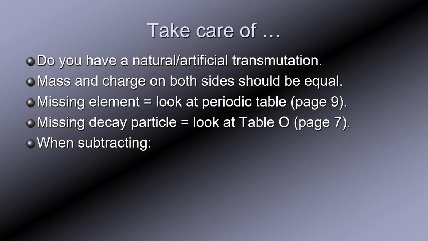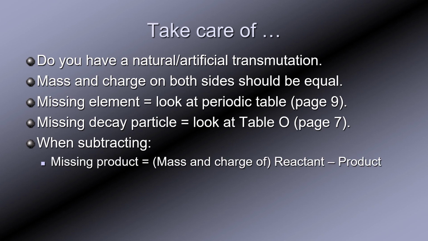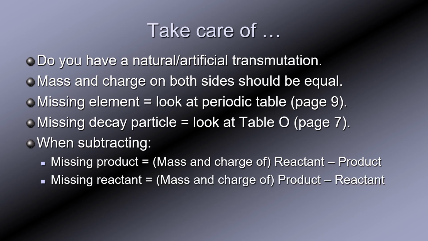When you are subtracting your numbers, just one thing to keep in mind. If you have a missing product, then you will do the mass and charge of the reactant minus the mass and charge of the product. Why? Because you're missing a product. So in that case, the mass and the charge of your reactant will be greater. So you'll do greater minus less. And if it's the other way around, you have a missing reactant, then you'll do the mass and the charge of your product minus the mass and the charge of your reactant.